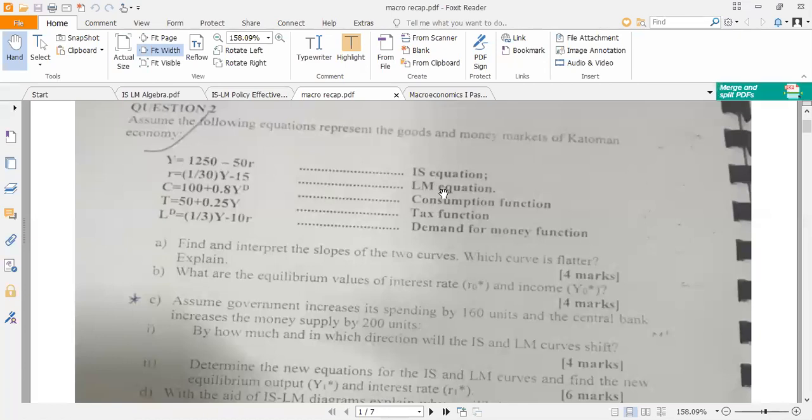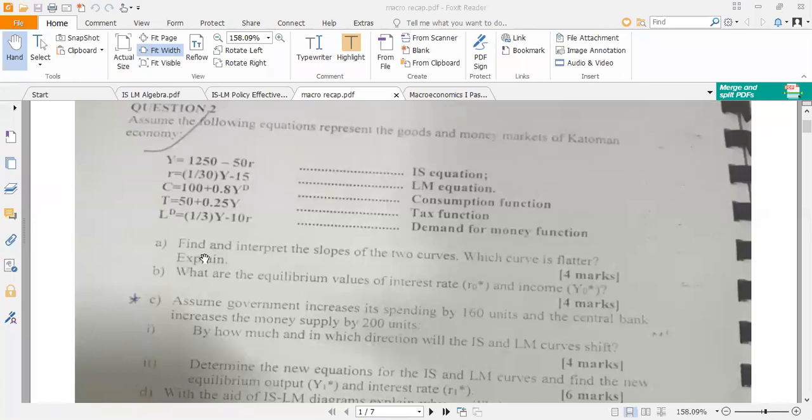Okay. So what we have here is the IS equation, LM. We've been given the consumption function, the tax, and then the demand for money. So can someone be reading for me? Yeah, okay, I'll be reading for you. Okay, thank you. So can I start now? Yes, please. Okay, we have y equals 1,000. Let's start from A. Okay, A, find the intercept. Find and interpret the slope of the two curves. Which curve is flatter?